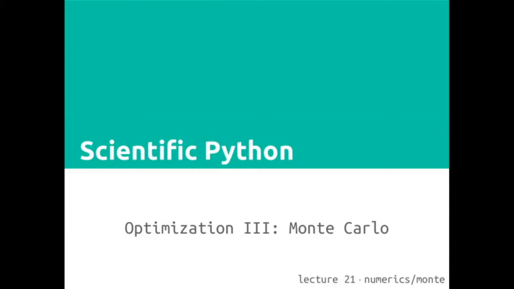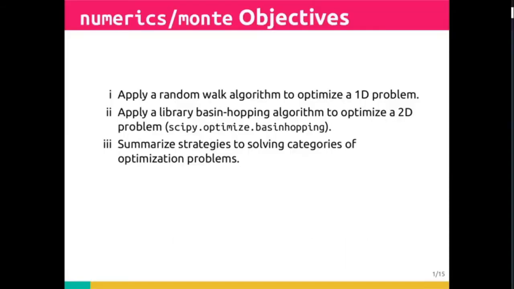Welcome to CS 101, Scientific Python, Lecture 21, our third lecture on optimization, in which we will talk about Monte Carlo methods. Monte Carlo methods refer to introducing the use of randomization in solving problems. Today we're going to start off by talking about two methods, random sampling, and then in particular a random walk algorithm. We're going to use that on a one-dimensional problem.